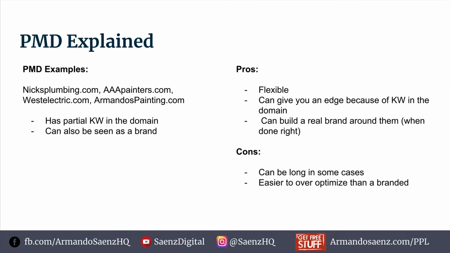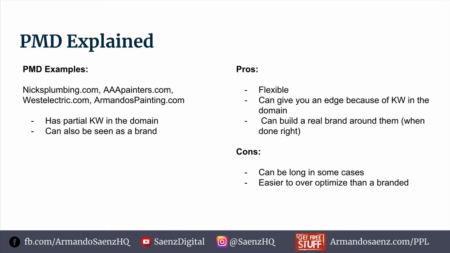Now, partial match domains like Nick's Plumbing or AAAPainters.com, they usually have the keyword in the domain name. It doesn't necessarily have to be the service. Sometimes it's a geography. Sometimes it's something like HoustonGrill.com, right? Where the geography is in the actual domain name. But these domains can also be seen as a brand.